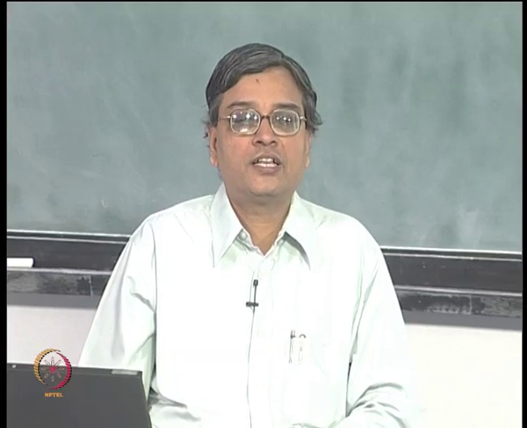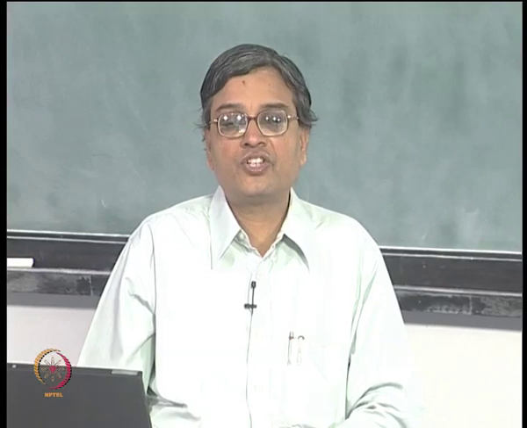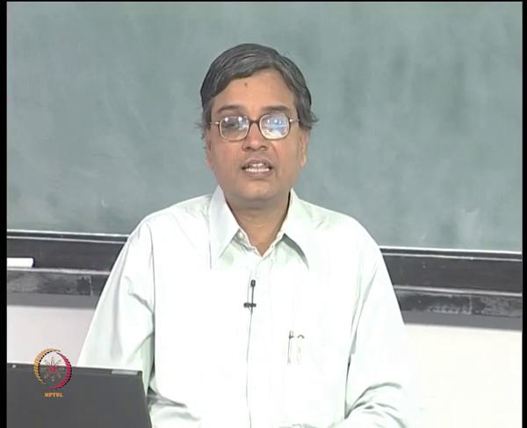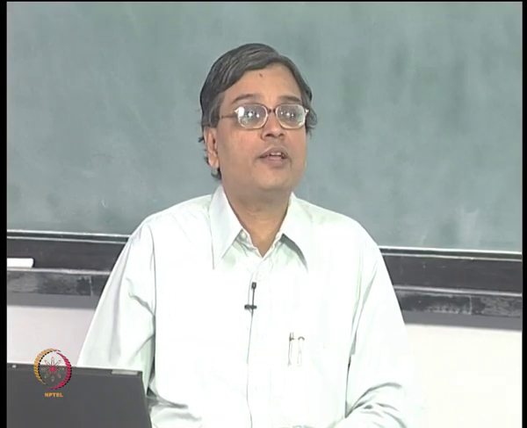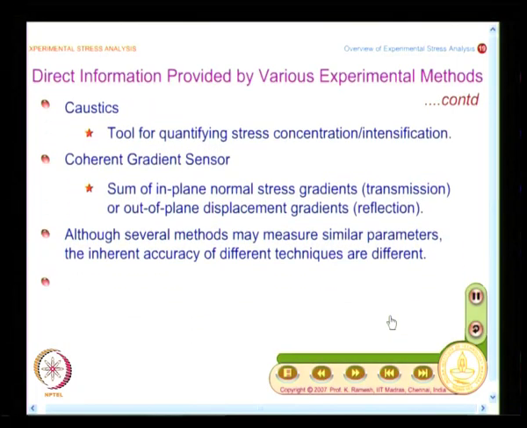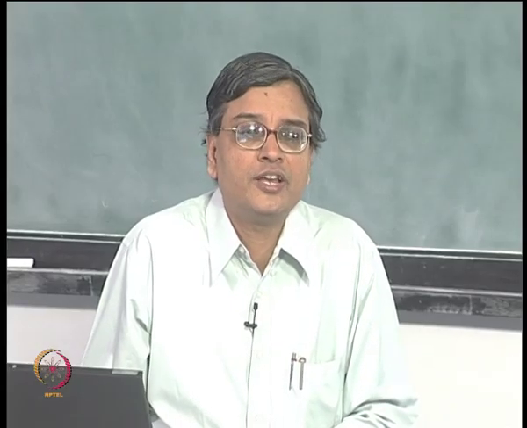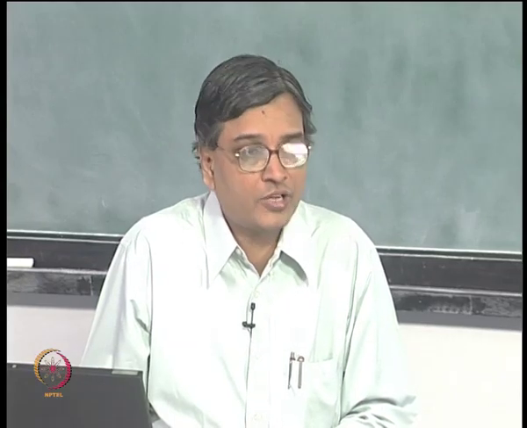So the key point here is, although several methods may measure similar parameters, the inherent accuracy of different techniques is different, and you need this knowledge when you want to solve a problem at hand. Sometimes you may want high accuracy, so the demand on accuracy may also dictate the choice of a particular experimental method in relation to other techniques. And everything costs money; if you want more accuracy, you need to pay more, and it may also take a little more time to get the result.